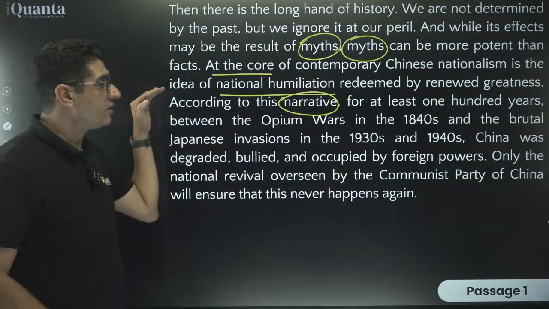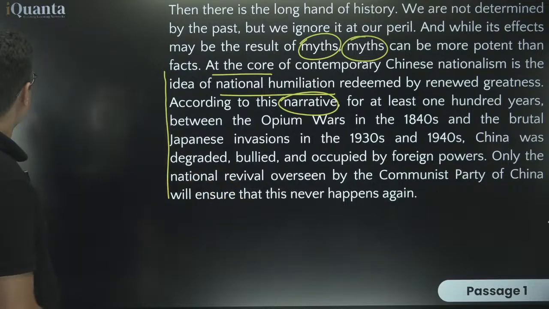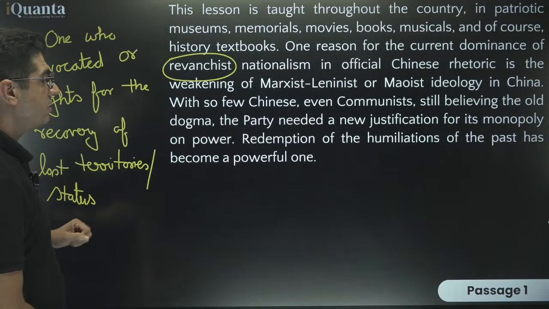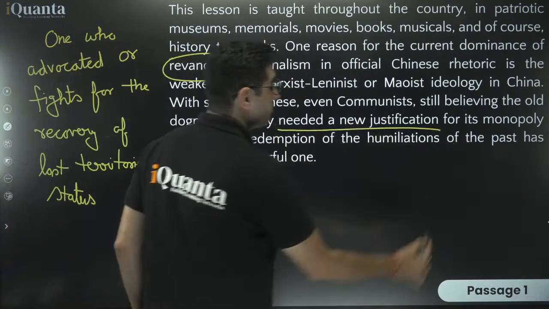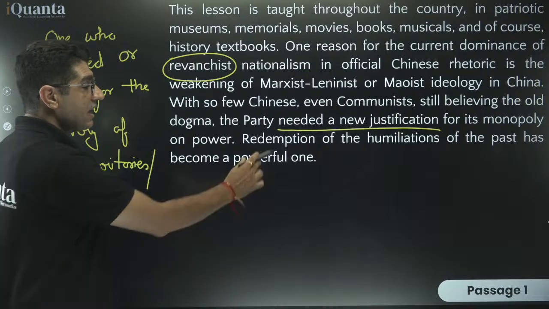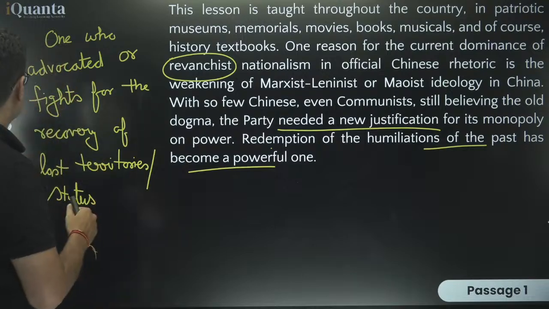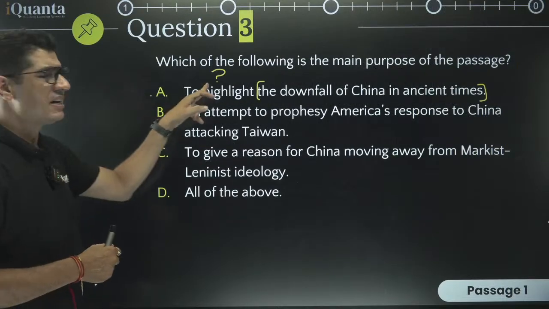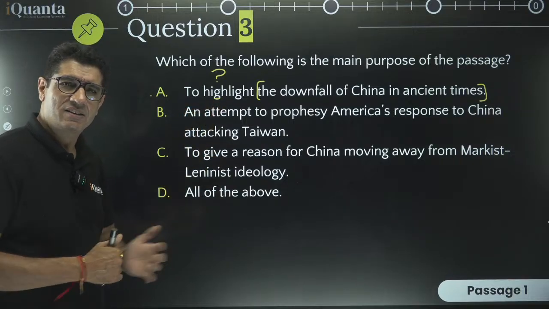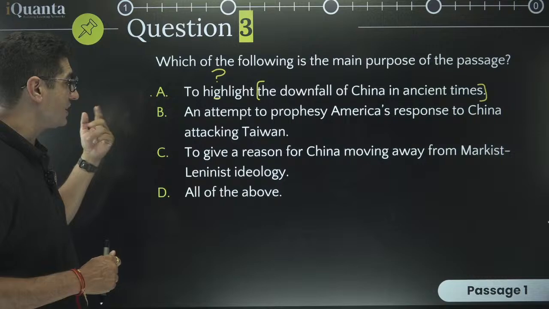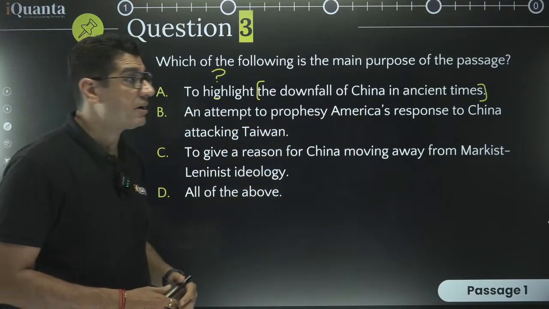So, according to the passage, it is a myth that is used by the Communist Party in China. The party needed a new justification. Redemption of the humiliations of the past has become a powerful one. So it is a myth. So can I say it exists in the passage? And it is just mentioned in passing. So highlight, that's questionable. Well, let's see. An attempt to prophesy America's response to China's attacking Taiwan.